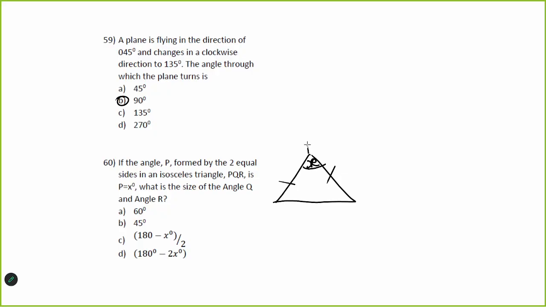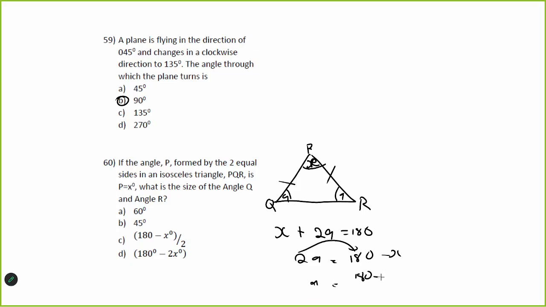So we have P, Q, R. So we know these two are equal. It'll be X plus 2A, I'm calling this A, is equal to 180. So 2A would be 180 minus X. Carry this across. A is going to be 180 minus X all over 2. And that is the end of May, June 2023.